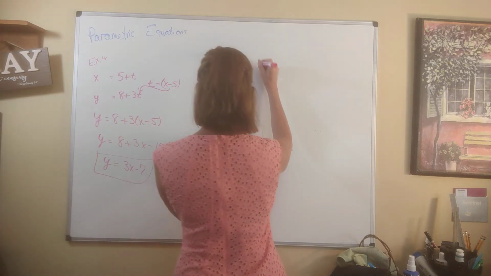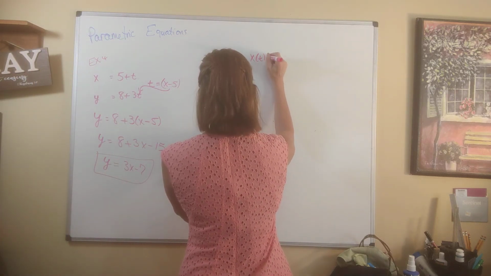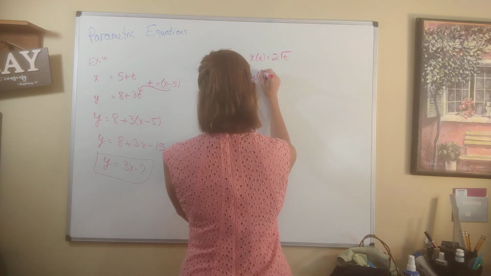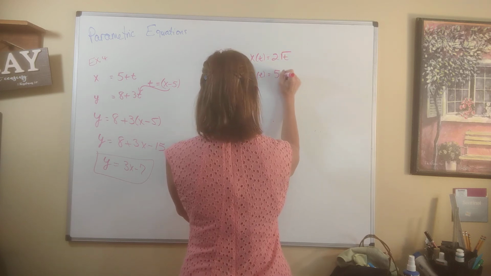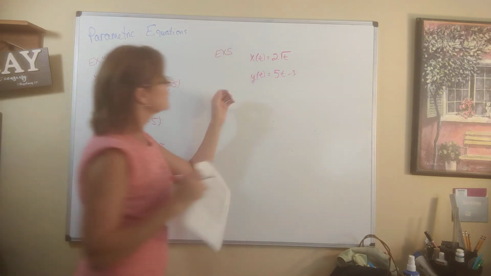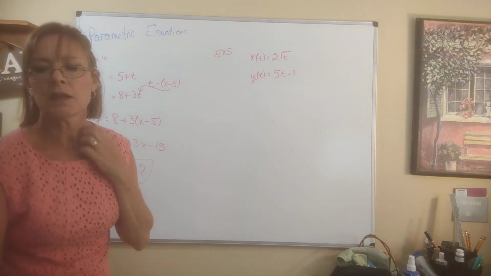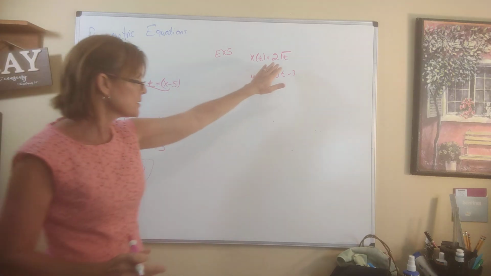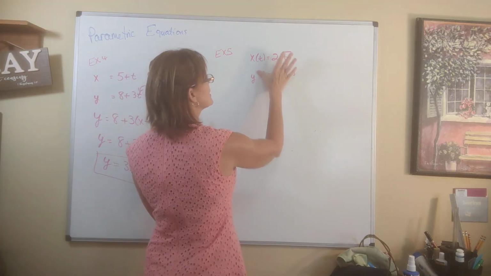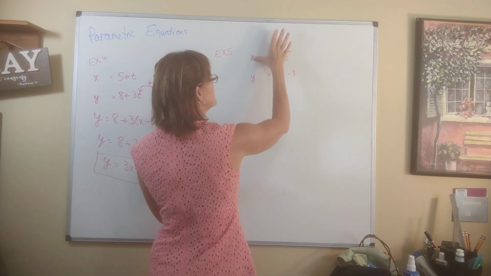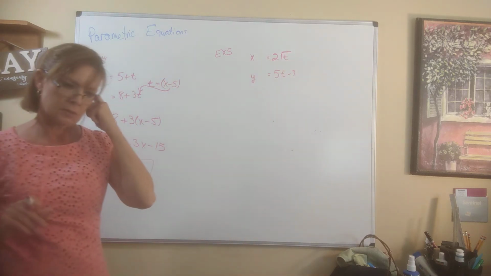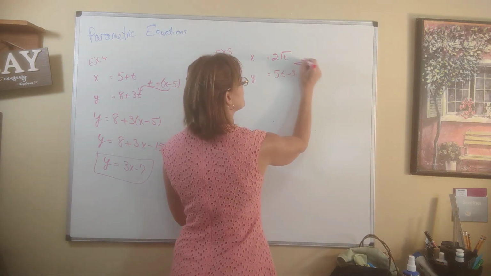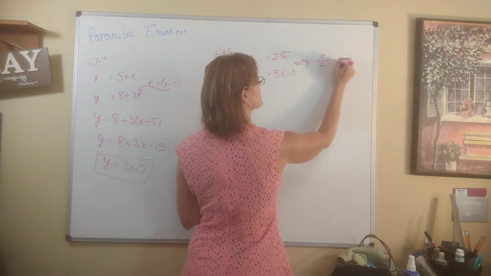Here's example 5. We have x of t is equal to 2 times the square root of t, and y of t is 5t minus 3. Okay, so let's say get rid of the parameter, get rid of t. So what we did, we're going to do the same thing here. We're going to solve for t. The issue here is, we'll start off the same. Get rid of this of t stuff. So we just got x is 2 times the square root of t. So we could solve for square root of t right here. X over 2 is the square root of t.